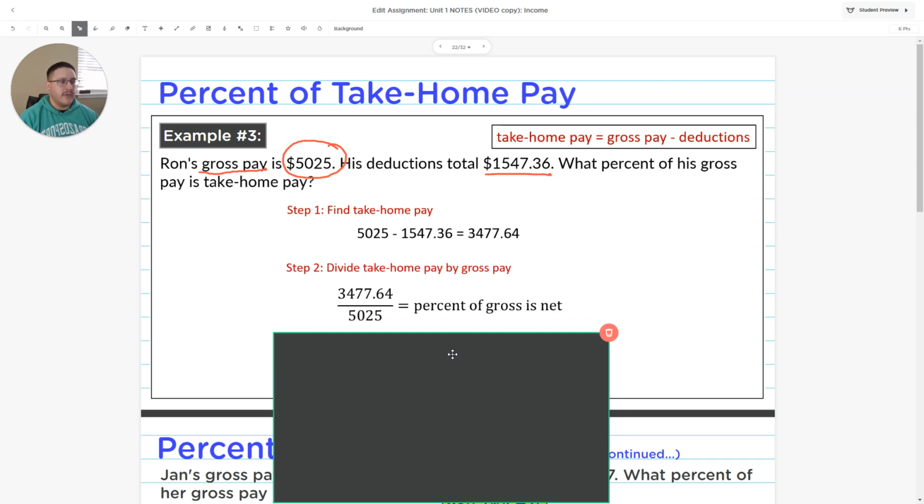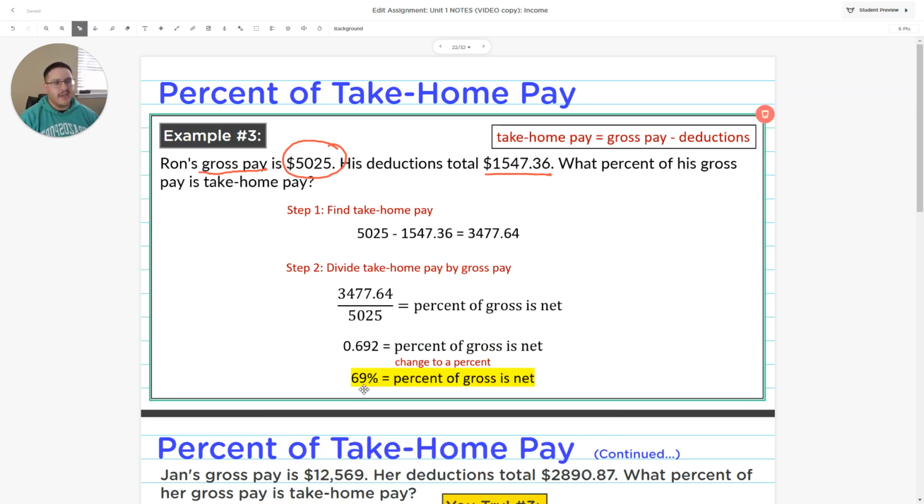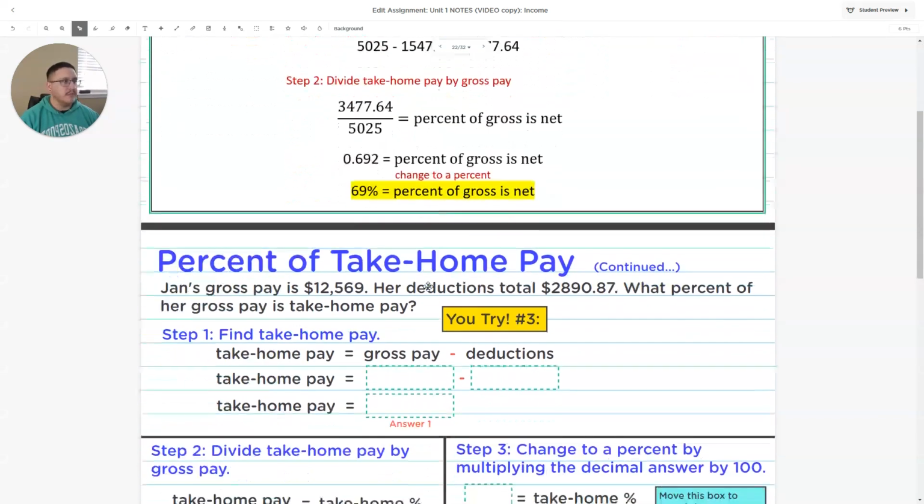So again, divide those two numbers, then change to its percent form, either moving the decimal place to the right twice or multiplying it by 100, and you get about 69% of his gross pay. That is his net pay. That's what this means. Your net pay is 69% of your gross. That's it for example 3.